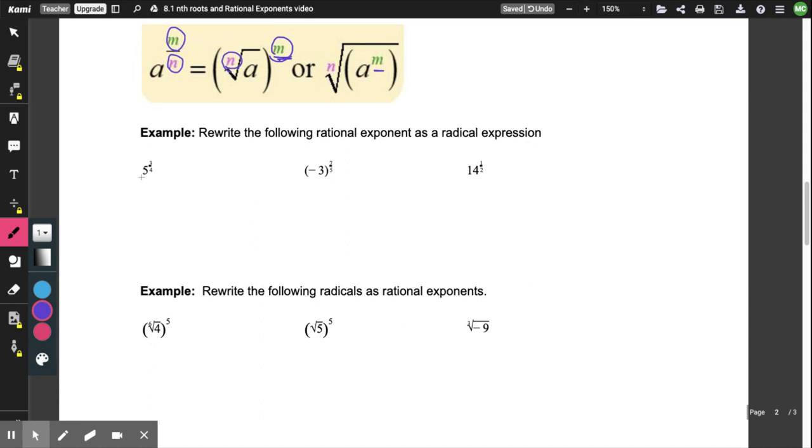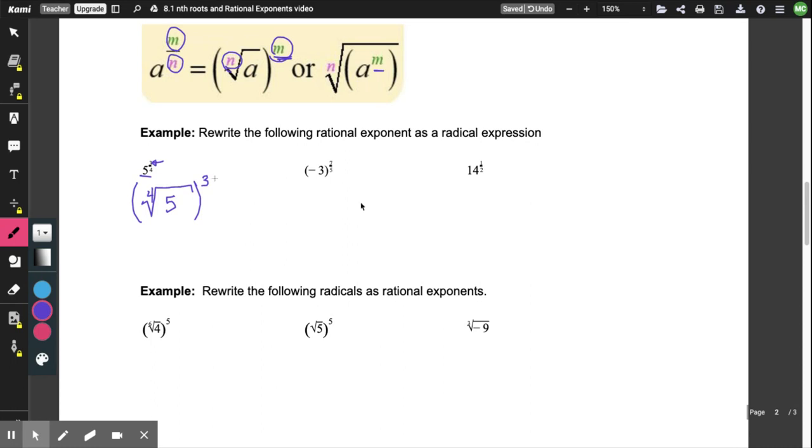So we have 5 to the 3/4 power. So I would go ahead and write my radical there because I've got a rational exponent. The base of the exponential expression there is the radicand that goes inside the radical. The numerator is the power. So I'm going to go ahead and put this whole thing in parentheses and put a 3 on the outside there. And then the denominator of your rational exponent is your index. So this would be the 4th root of 5 to the 3rd power.